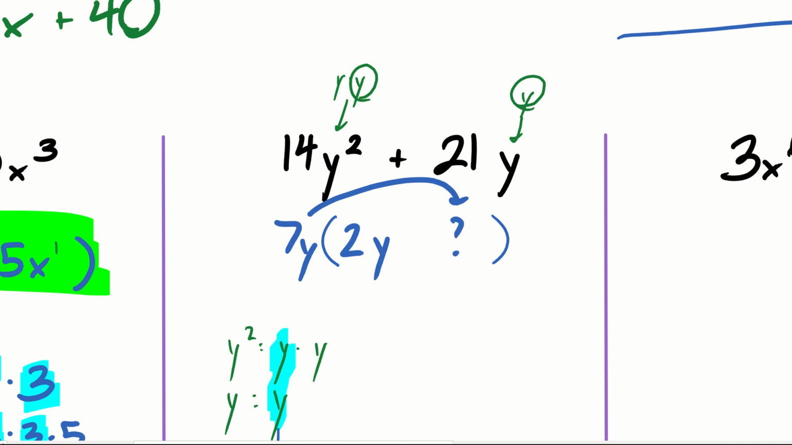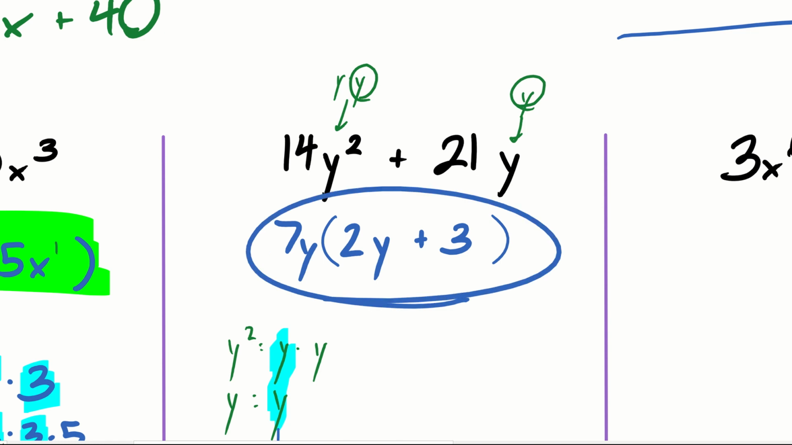7y times what will get you back to 21y? Well, 7 times positive 3 gets you positive 21, and y times nothing gets you y, right? So 7y times 3 gets you 21y. There it is. Factored. We factored out the greatest common factor, 7y.